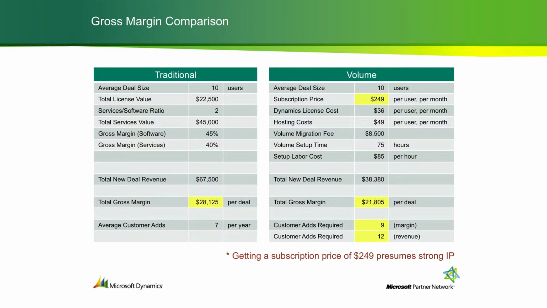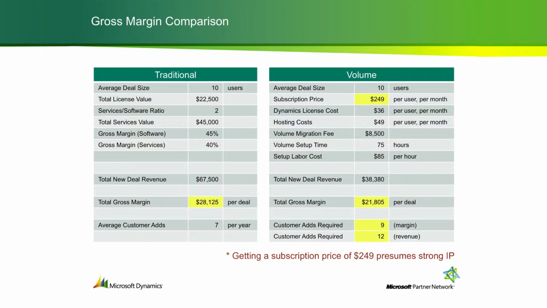You've got total from that 10-user deal size to you as a partner, total revenue of $67,500, and based on the margin assumptions there of 45 and 40 for software and services respectively, you've got a total gross margin from a traditional 10-user deal sale of around $28,000. And let's assume that you're adding, for the sake of argument here, 7 customers per year. So you're adding 7 10-user deals per year. Let's just take that as an assumption.